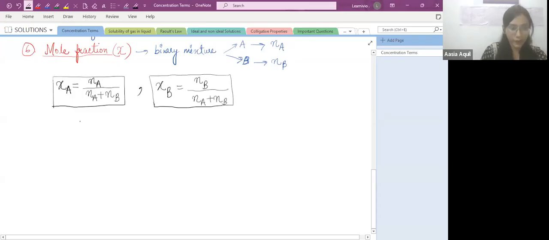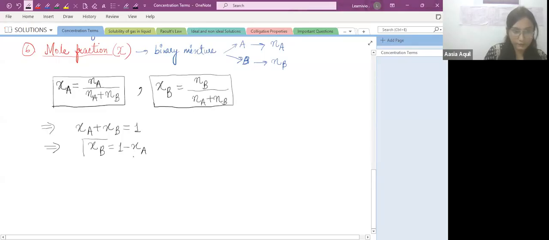See here, when I'm talking about a binary mixture, the mole fractions Xa and Xb add up to 1. So if you know one component's mole fraction, you can calculate the second by subtracting it from 1. For example, if Xa plus Xb equals 1, then Xb is 1 minus Xa.